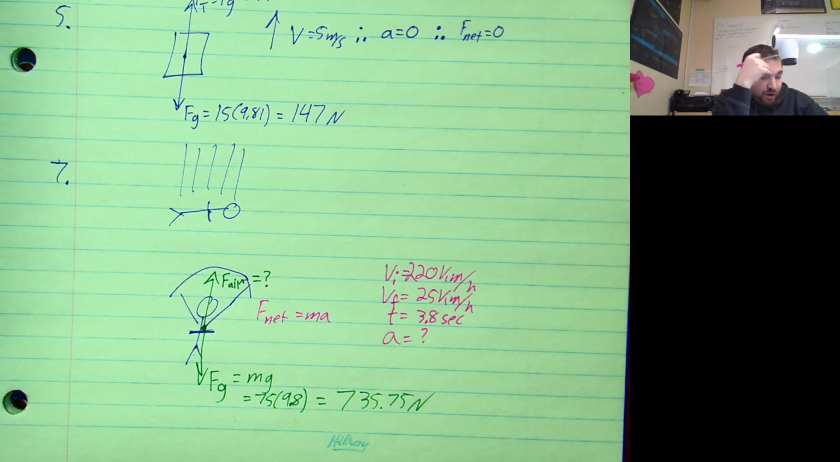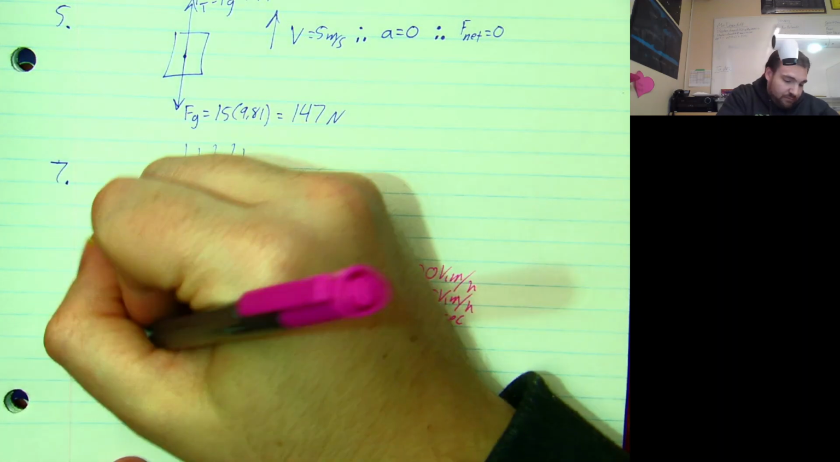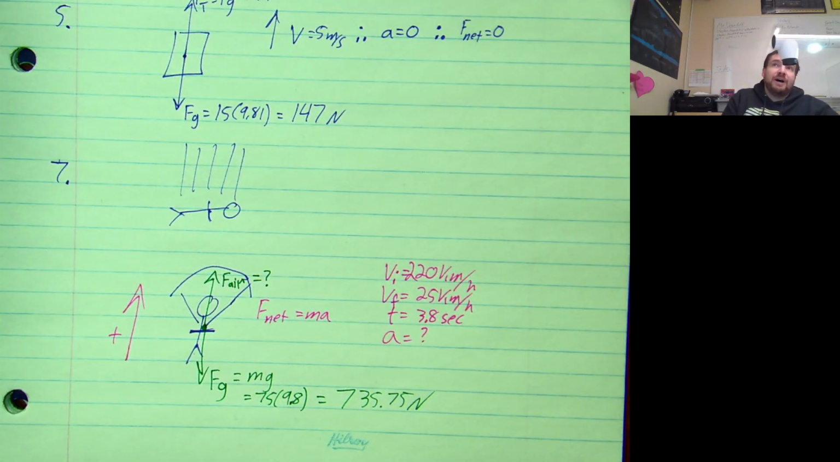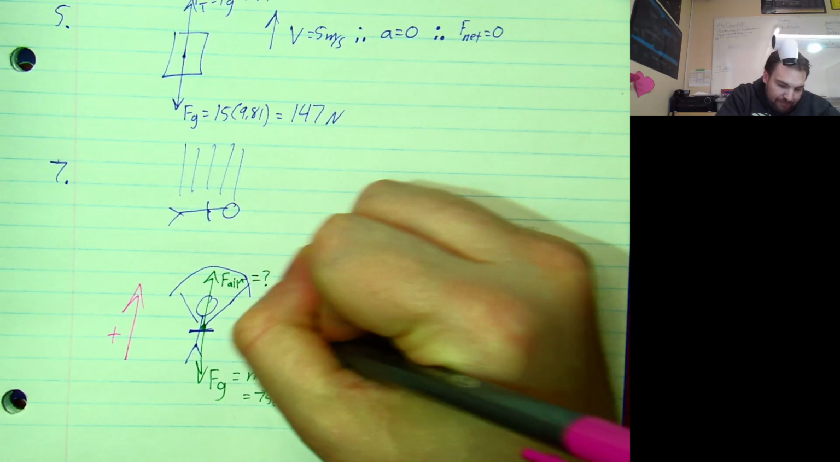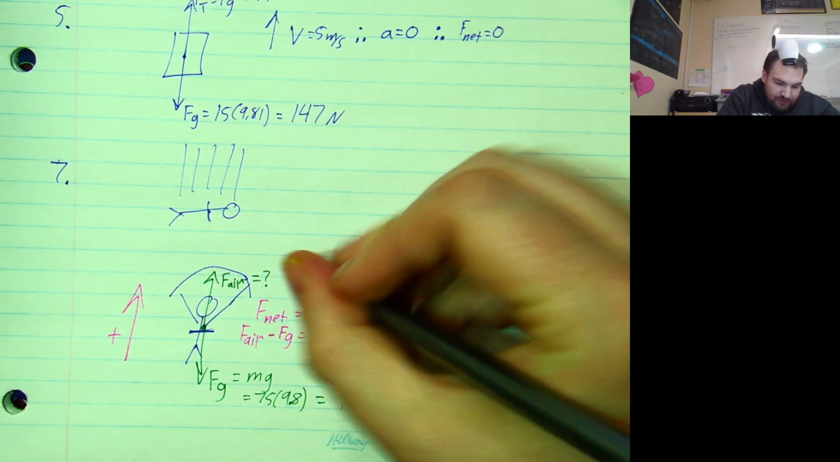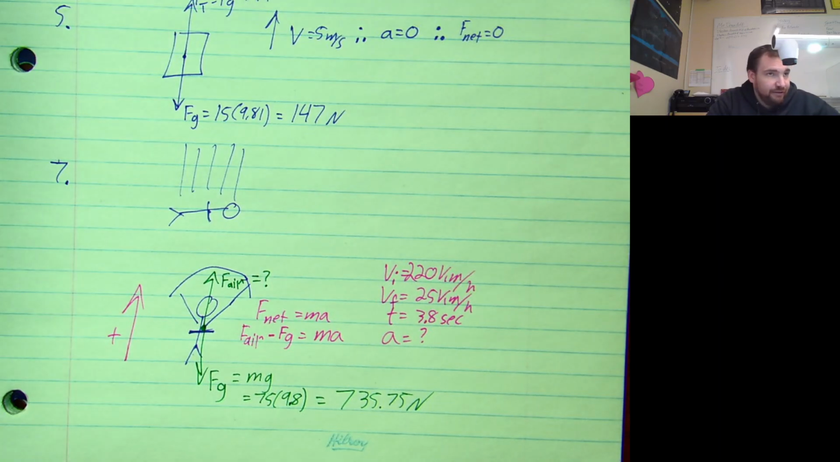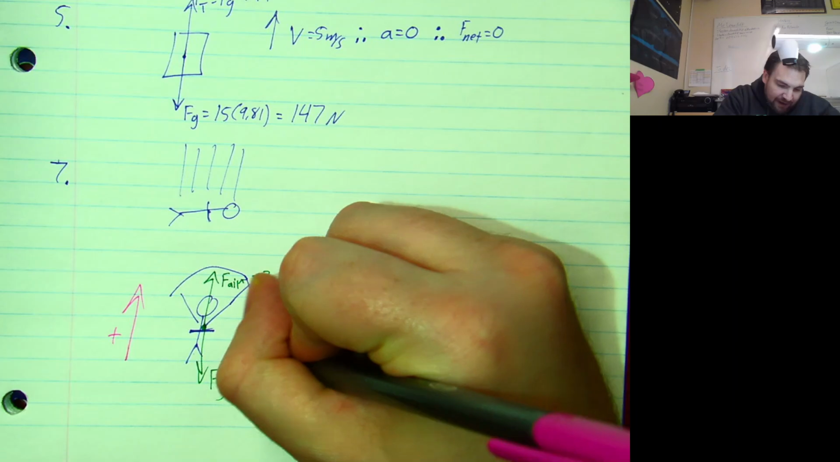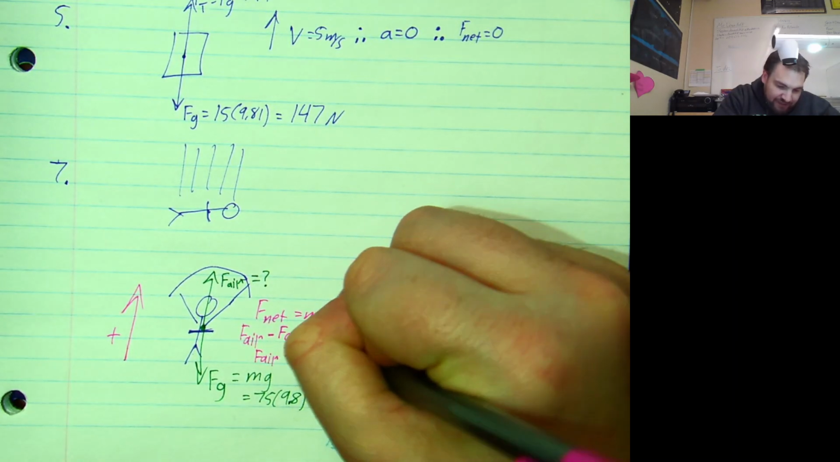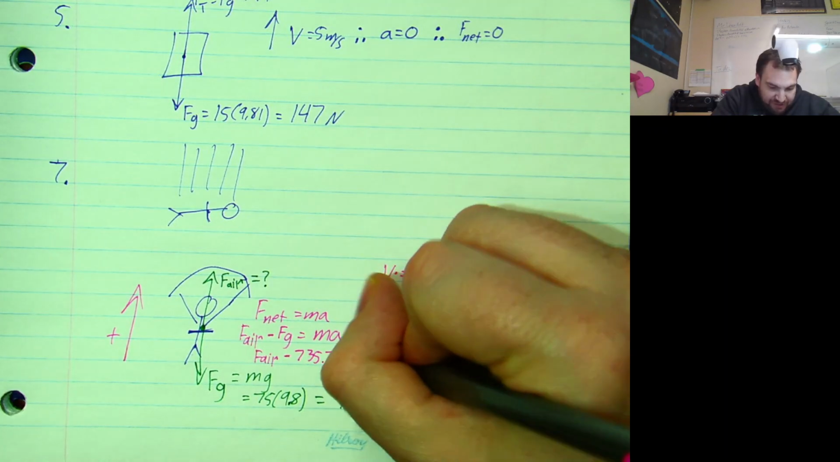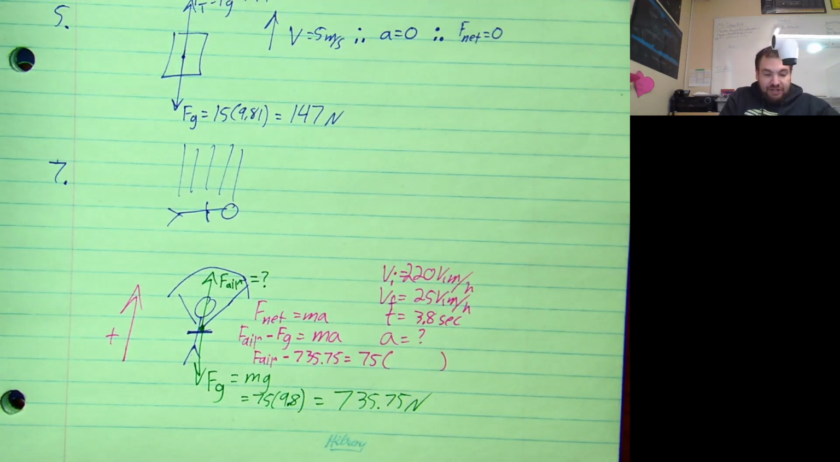So which way do you want to call positive in this question? Up or down, it doesn't matter. Okay, so if we call up positive, then F net is going to be F air minus Fg equals ma. We haven't had to write it out like this, but now we do. So that's going to be F air minus 735.75 equals her mass, which is 75 kilograms, times the acceleration that we're going to find right here.